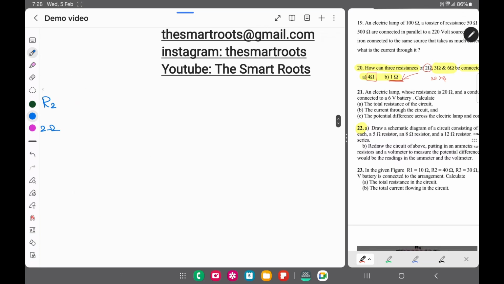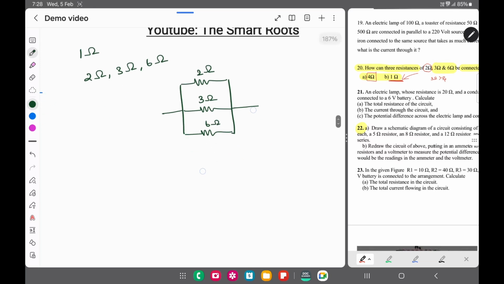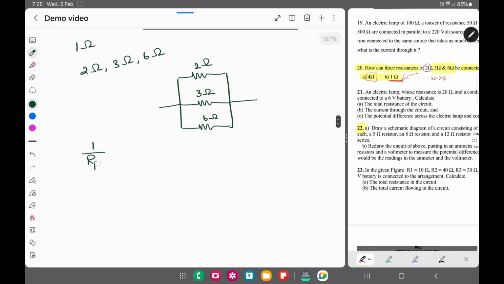The total resistance should be 1 ohm, which is of course less than all these 3. Correct? So maybe I can try all these 3 in parallel. First 2 ohm, 3 ohm and 6 ohm. I'm just drawing the combination, not the battery. So 2 ohm, 3 ohm, 6 ohm. Then 1 by RP is equal to 1 by R1 plus 1 by R2 plus 1 by R3, the sum of all these, right?